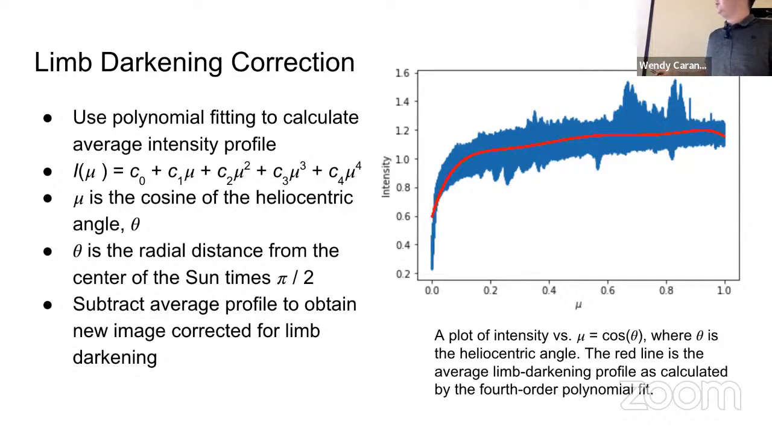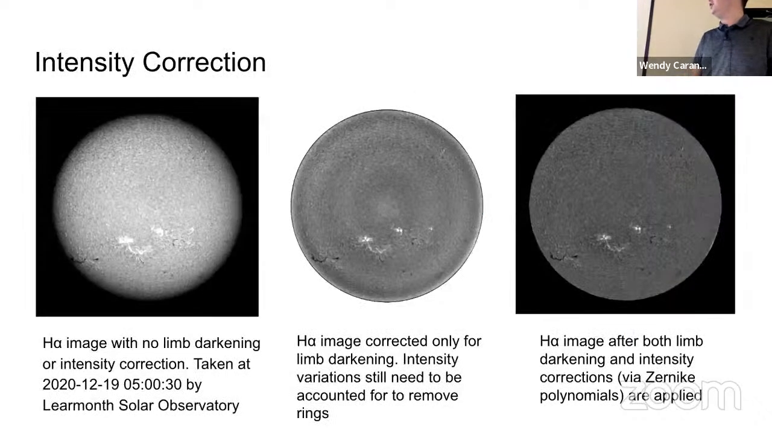And here's a plot. The blue stuff is the data from the intensity plotted against mu, and then this red line is the polynomial fit. The original work used a 4th order polynomial, so that's what I'm showing here. We actually found that a 6th order polynomial worked better for this data, but this one's the 4th order. And then the idea is once you calculate this average limb darkening profile, you want to subtract it from the image, and it gives you a much better looking image, which you can see here.